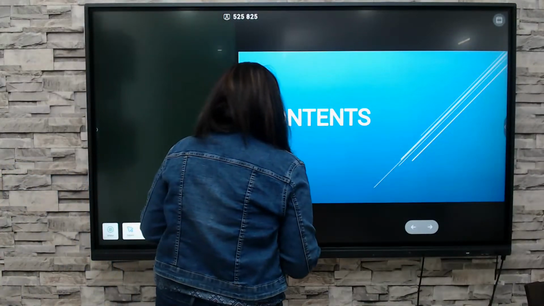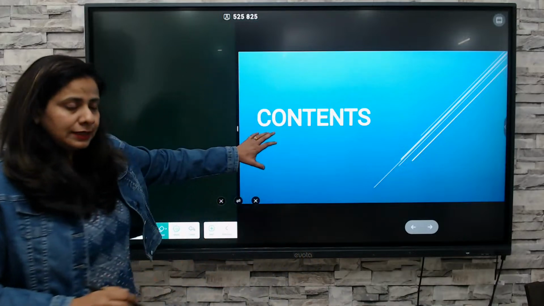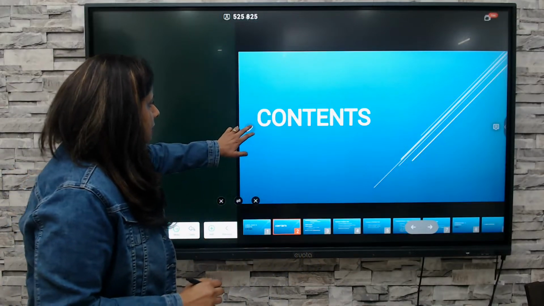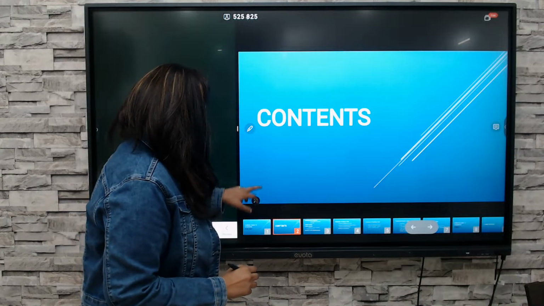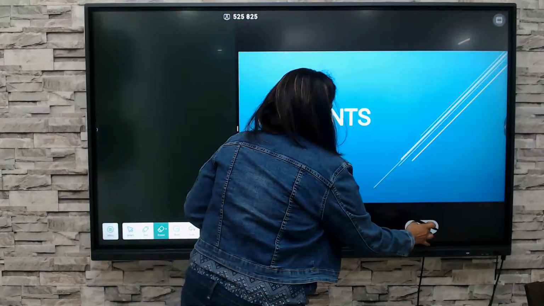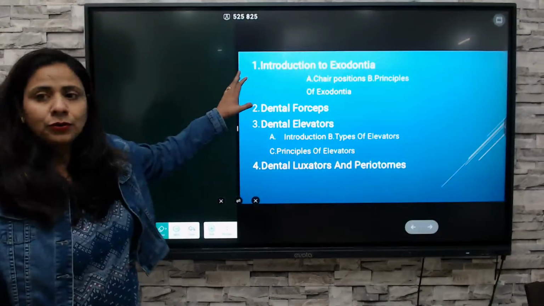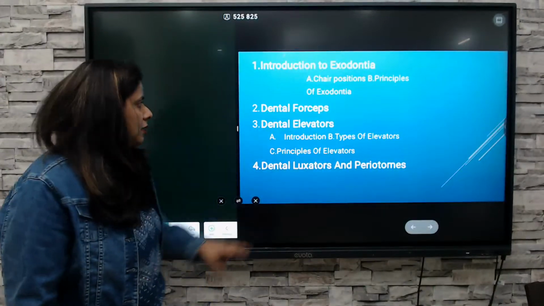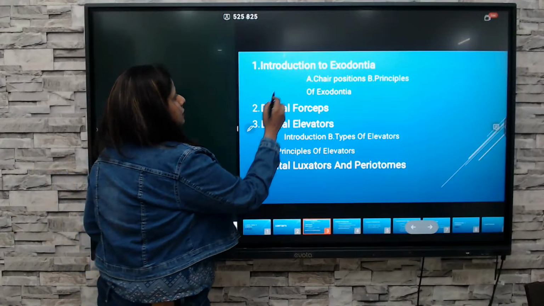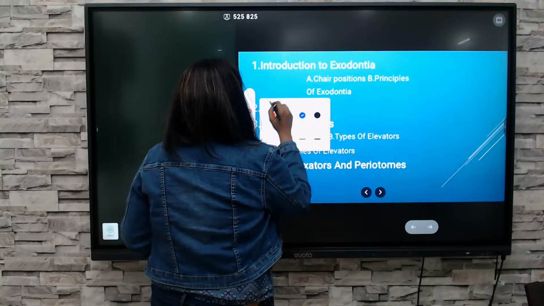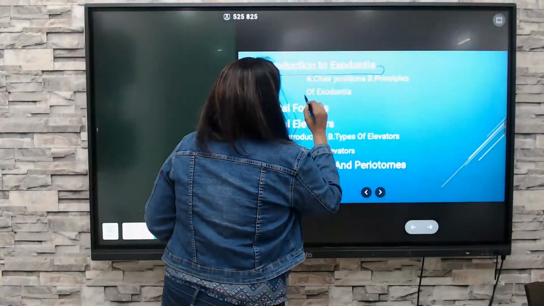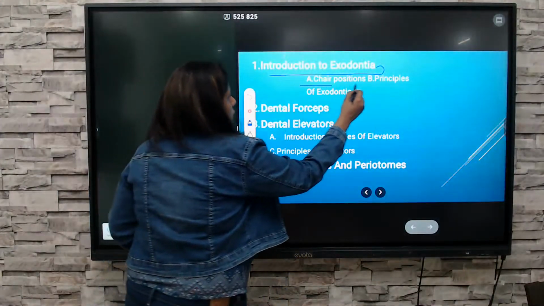So let's check out the contents of the topic here. We will be doing the introduction to exodontia, which will include the chair positions.